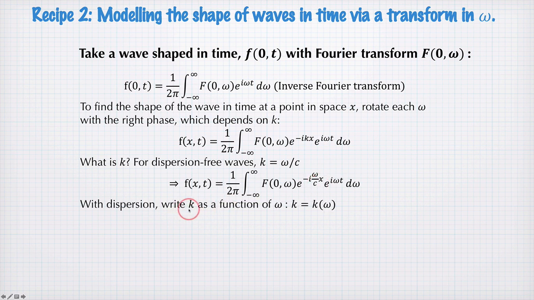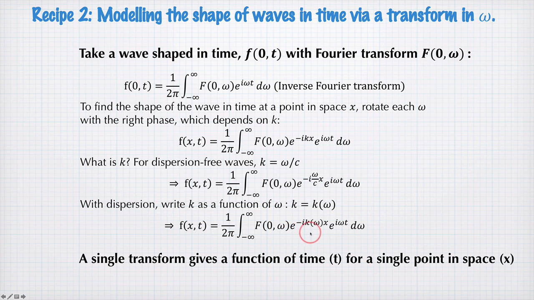If we have dispersion, we need to write k as some function of omega, which is no longer linear. So we've got k is equal to some function of omega, and then we have our integral to give f of x and t like this. So this single transform here gives you a function of time at a particular point in space.